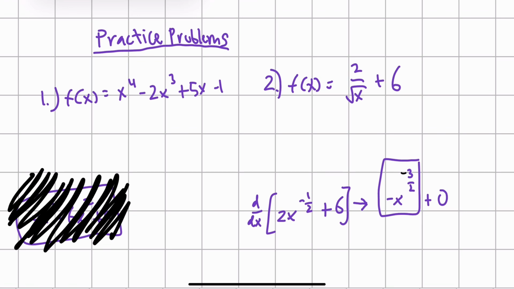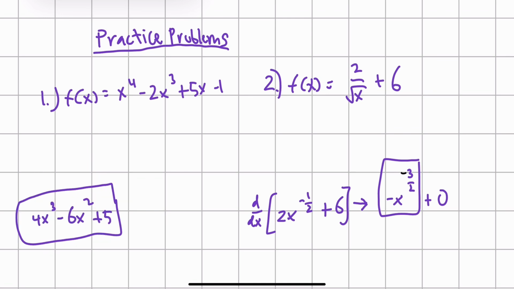The answer for number 1 is 4x cubed minus 6x squared plus 5. We can get this answer by using the power rule for each term. First, for the first term, x to the power of 4, we bring down the 4 and subtract 1 from the exponent. 4x to the power of 4 minus 1, also known as 4x to the power of 3.